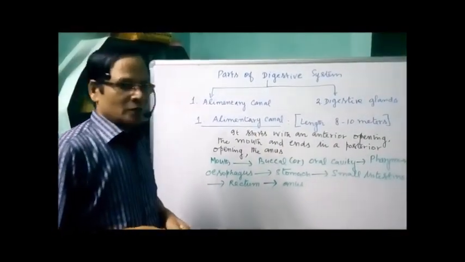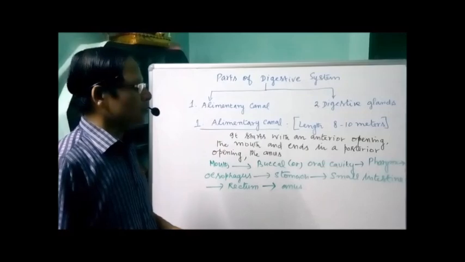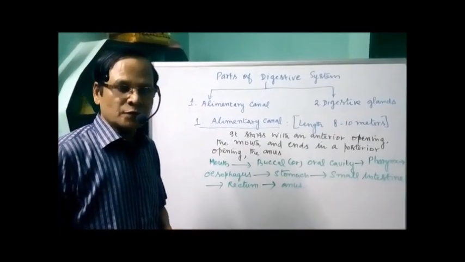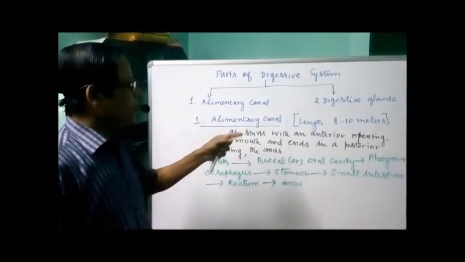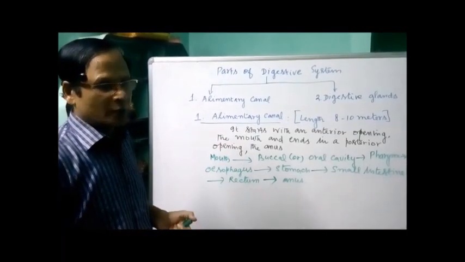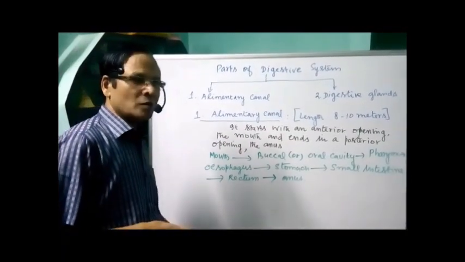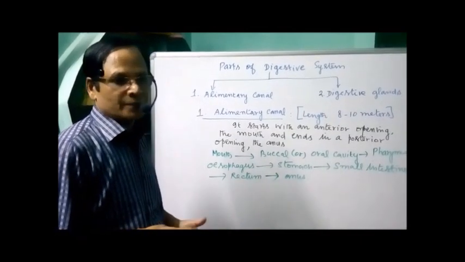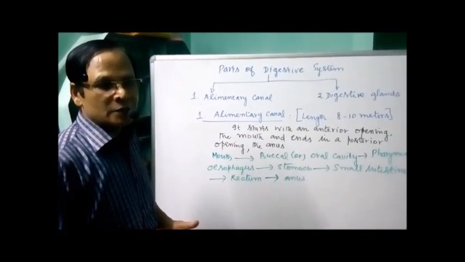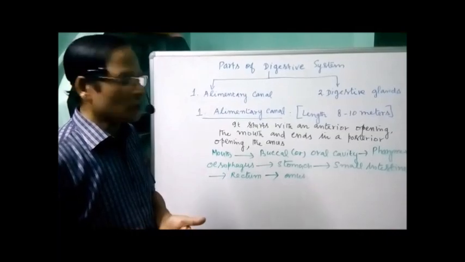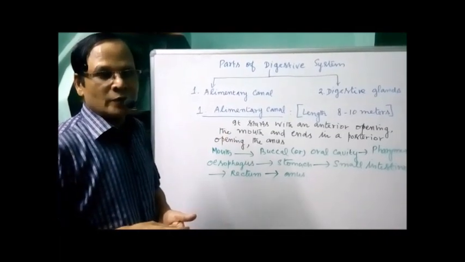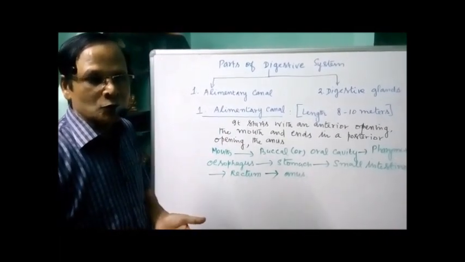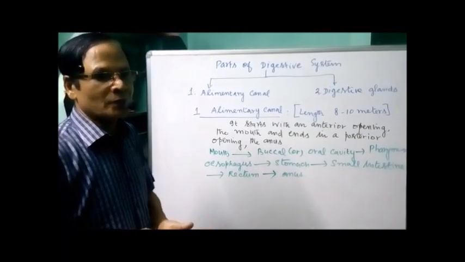What is the alimentary canal? The total length of the alimentary canal is given differently in different books. A range of 8 to 10 meters is the length of the alimentary canal, a long muscular tube. It starts with an anterior opening, the mouth, and ends posteriorly with another opening, the anus. In between, it is variously modified to carry out the process of digestion.